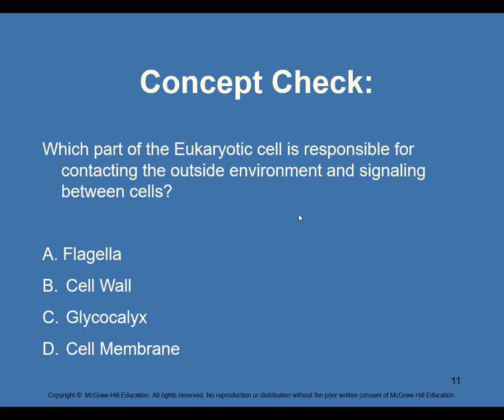First check here, which eukaryotic cell structure is responsible for signaling between cells. If you remember what we were talking about, it was the glycocalyx. Just like in slime layers on prokaryotes, they communicate through that.